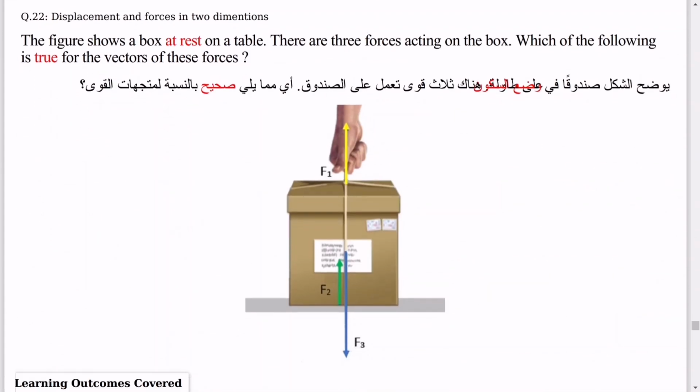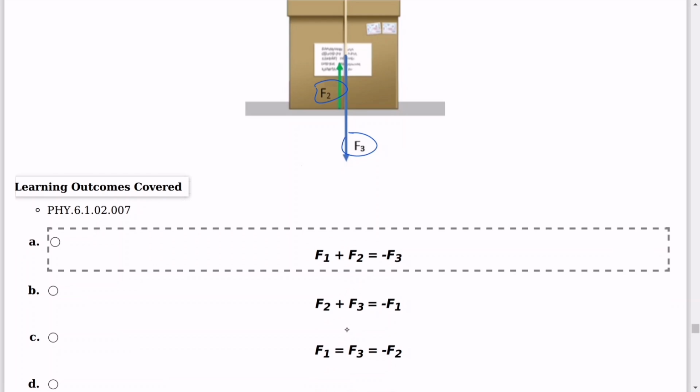The figure shows a box at rest on a table. There are three forces acting on the box. Which of the following is true for the vectors of these forces? F1 is the upward force you are applying on the box, F2 is the normal contact force, and F3 is the force of gravity that is acting on the box.